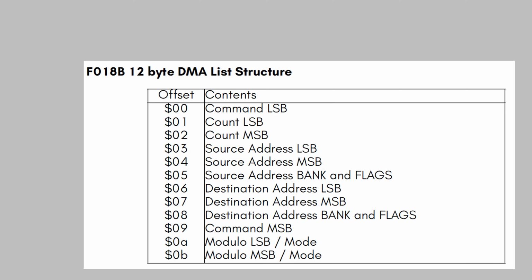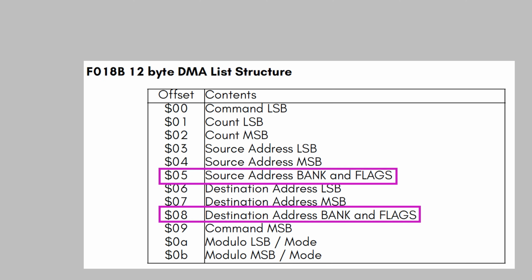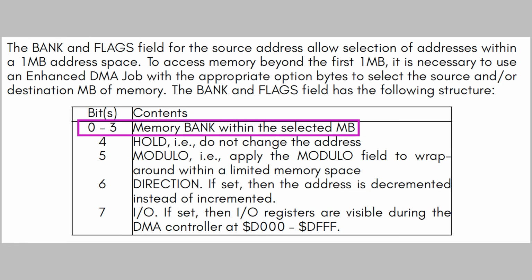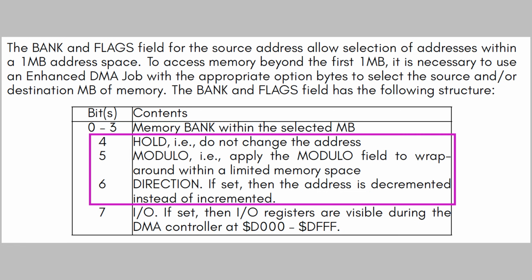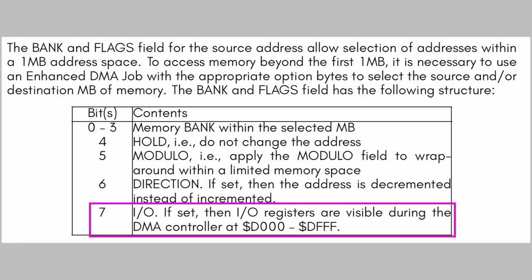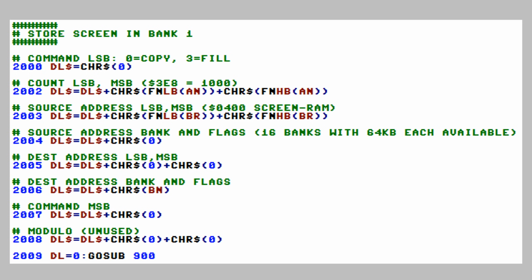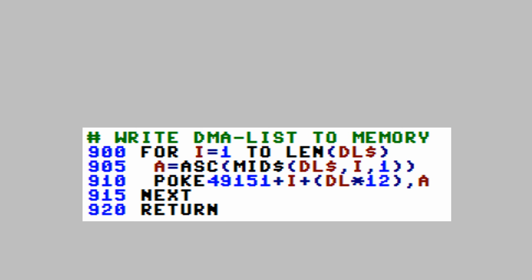The bank and flag byte is interesting. Bits 0 to 3 cover the bank, which allows for 16 possible values. We won't use hold, modulo, or direction here, but we will need to use the I/O flag when we copy color RAM. And the reason is the same as on the C64 when we used bank 15 for the REU. The I/O ports need to be mapped so that whatever we write goes into color RAM. I used strings in the test program to just assemble these DMA lists, and I poked them to a certain address with an offset of 12 bytes each.